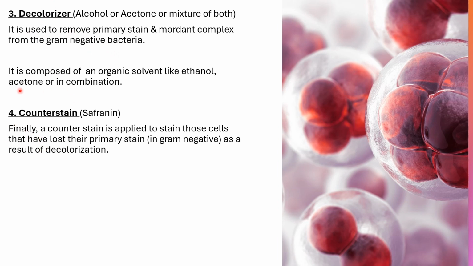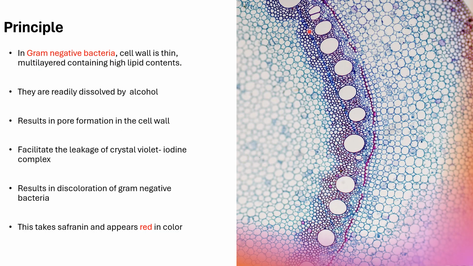Then finally, counter stain. We are using safranin as the counter stain for gram staining method. Counter stain is mainly applied to stain those cells that have lost their primary stain, mainly gram negative bacteria, as a result of decolorization. That is the purpose of using counter stain safranin. So these are the reagents used in gram staining method.